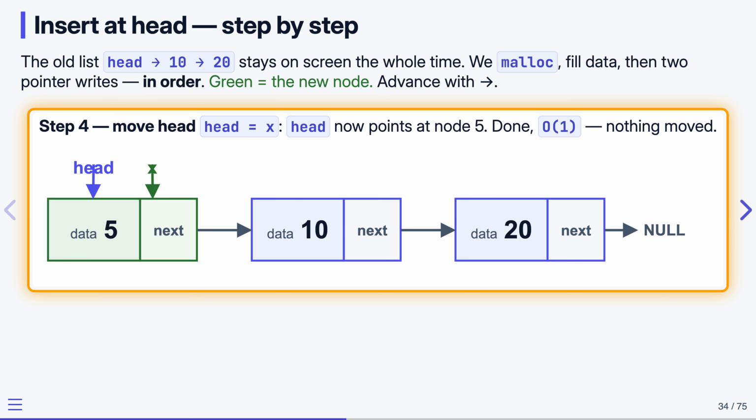Step 4. Move head. We run head becomes X. Head now points at node 5. Done. Nothing moved, so this is big O of 1. And notice the order. We linked the new node first, then moved head last.